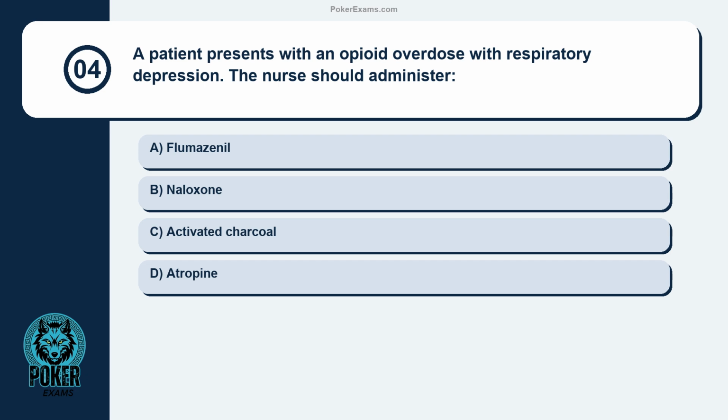Question 4. A patient presents with an opioid overdose with respiratory depression. The nurse should administer flumazenil, naloxone, activated charcoal, atropine.